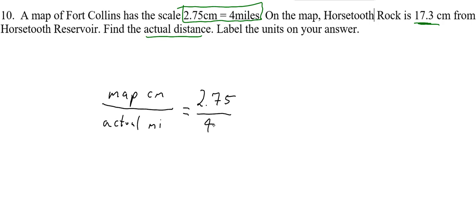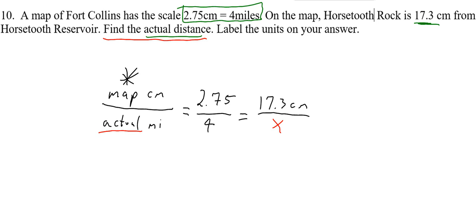Okay. So if I'm using that, I know on the map that it's 17.3 centimeters from Horsetooth Rock to the Horsetooth Reservoir. And I know I put that in the numerator because I'm getting that from the map. And I want to find my actual distance. That's my unknown here.